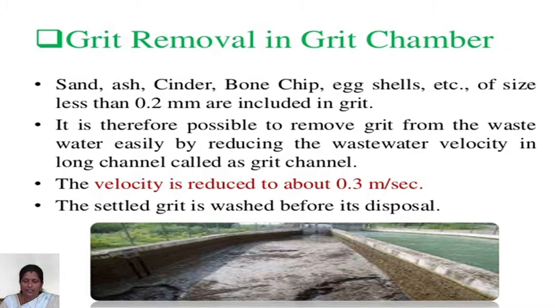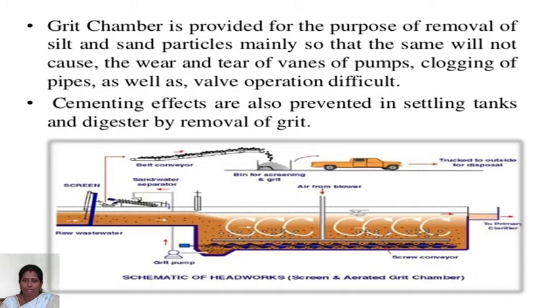This is the grit chamber diagram. Grit chamber is provided for the purpose of removal of silt and sand particles, mainly so that they will not cause wear and tear of vanes of pumps, clogging of pipes, as well as difficult valve operation. Cementing effects are also prevented in settling tanks and the digester by removal of grit.